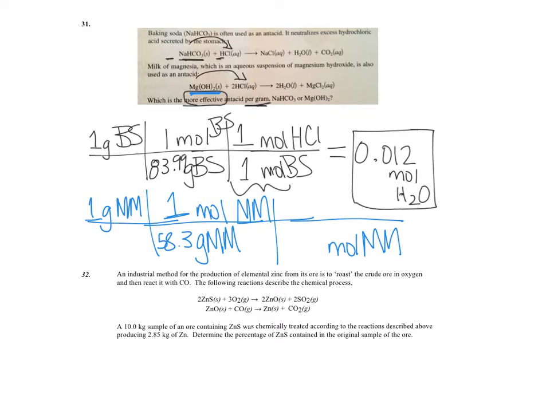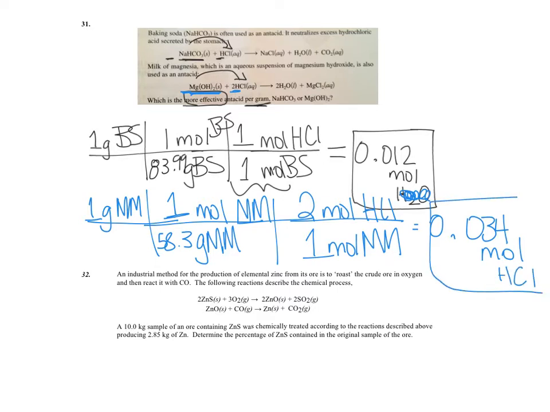And we should be looking again at our coefficients. So I have a 1 for milk of magnesia and a 2 moles of hydrochloric acid. So again, we're trying to figure out how much of the hydrochloric acid it's reacting with. If we type this in, we end up finding out that it is 0.034 moles. So sorry, I put H2O there, of HCl that it's reacting with, okay?